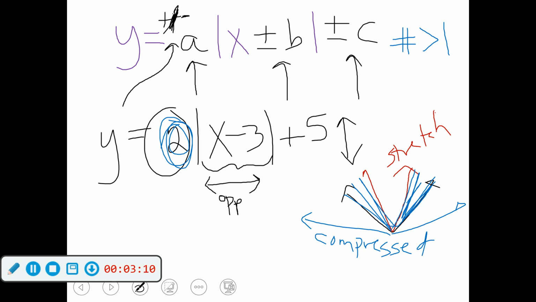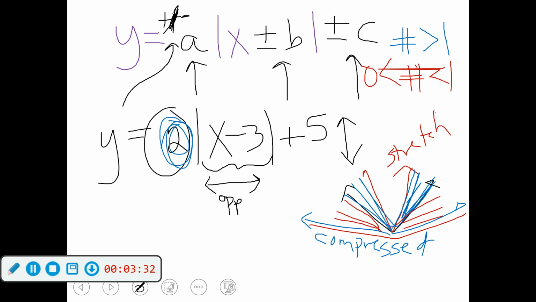Now, what if that number is less than 1? So if this number is less than 1, but it still has to be greater than 0. So it's anything greater than 0 but then less than 1, then it becomes compressed. And again, the smaller the number, the flatter or the more compressed our shape will become.